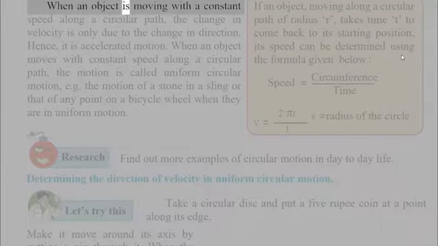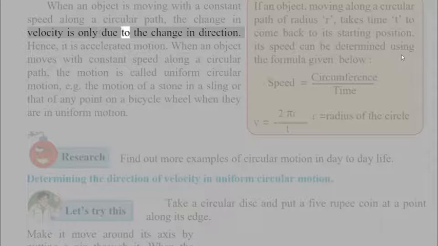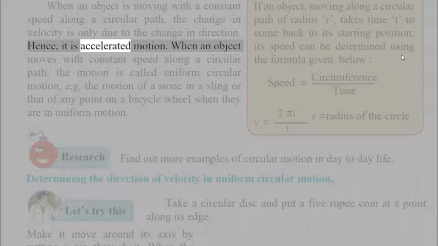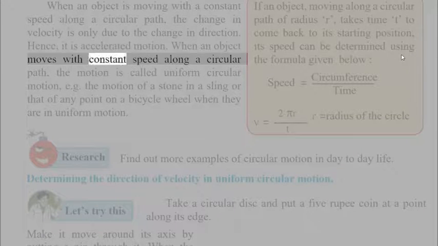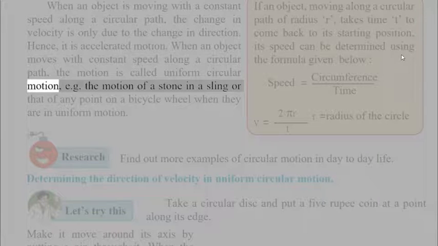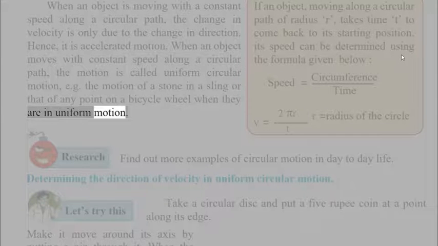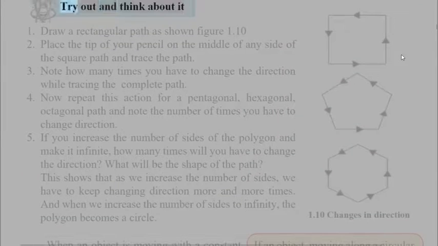When an object is moving with a constant speed along a circular path, the change in velocity is only due to the change in direction. Hence, it is accelerated motion. When an object moves with constant speed along a circular path, the motion is called uniform circular motion, e.g. the motion of a stone in a sling or that of any point on a bicycle wheel when they are in uniform motion. Try out and think about it.